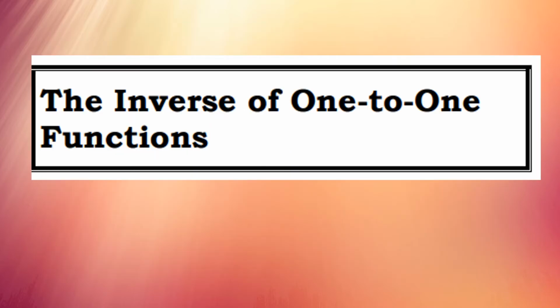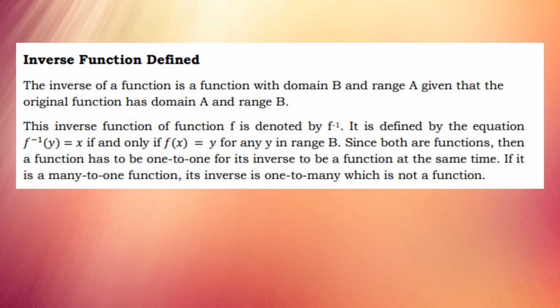Okay, now let's talk about the inverse of one-to-one functions. I will repeat, only a one-to-one function has an inverse. An inverse function is defined as a function with domain B and range A, given that the original function has domain A and range B. Take note, we will be using this notation: f negative 1, then y. It can be letter x, okay? Depending on the given function.